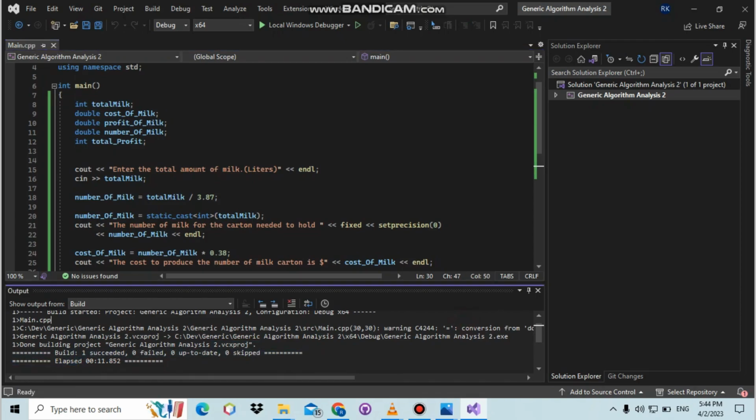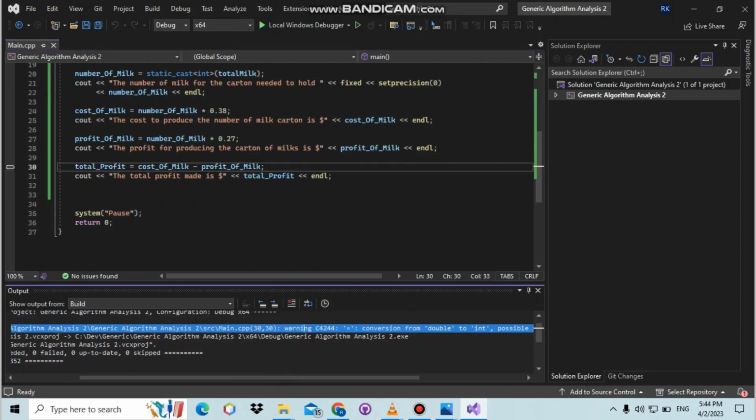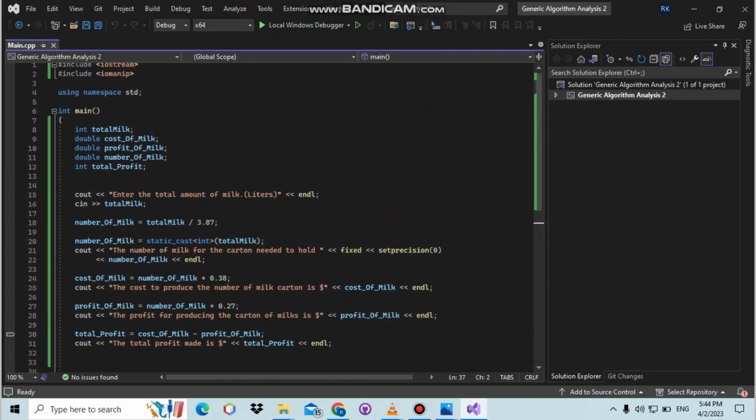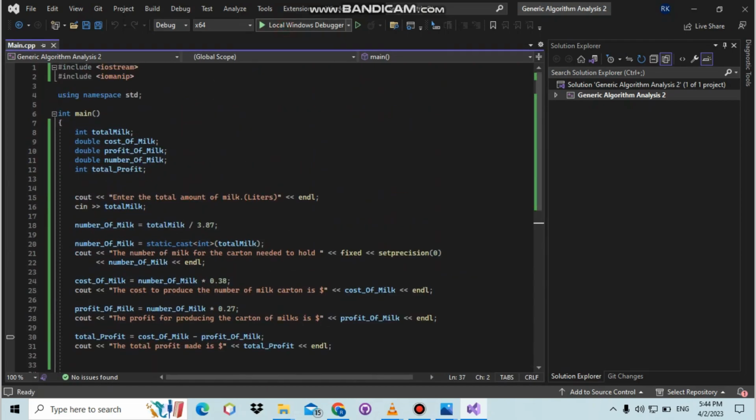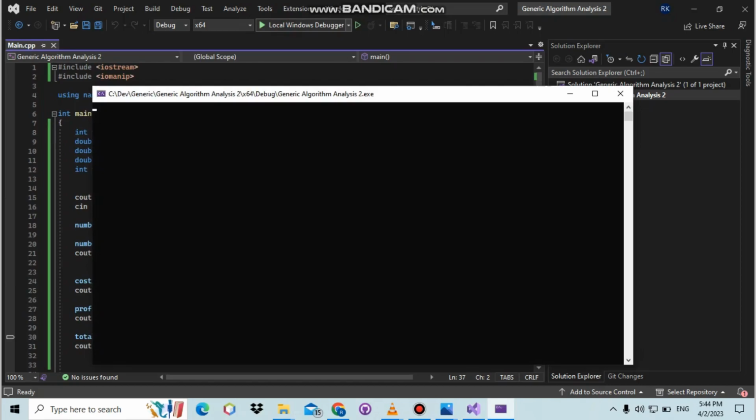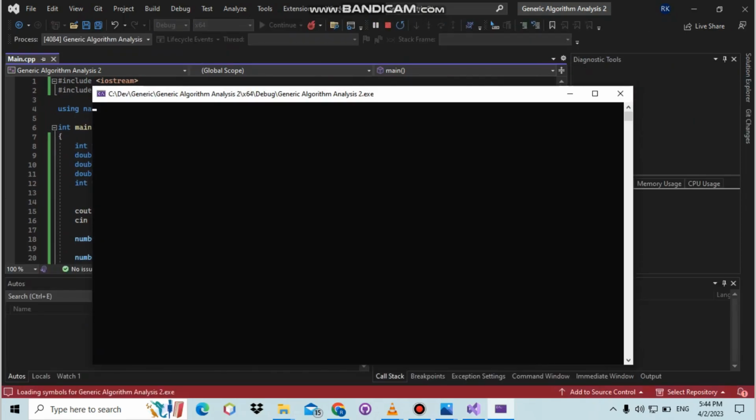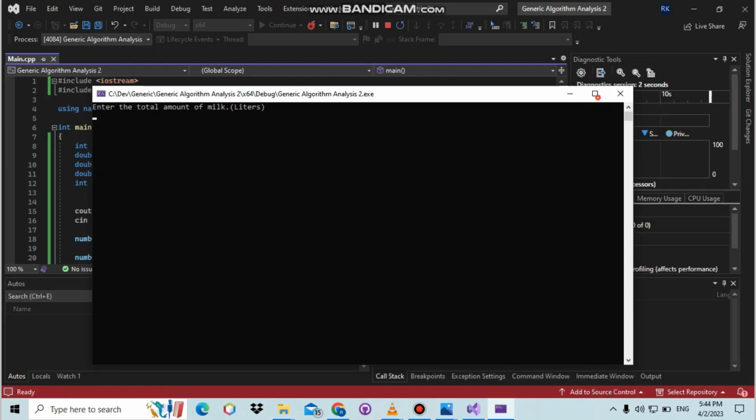Awesome. We have a warning here, of course, because we're doing the conversion. Let's run this. Let's say we enter 5,000 liters of milk. If we enter 5,000 liters of milk, the number of milk cartons needed to hold is 5,000. The cost to produce the number of milk cartons is this, and the profit for producing the carton of milk is this.